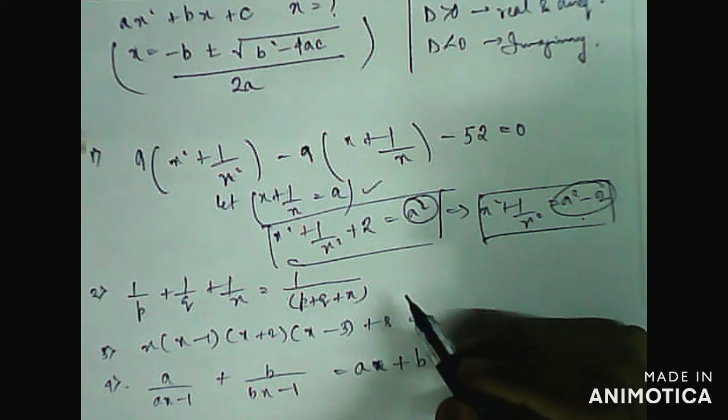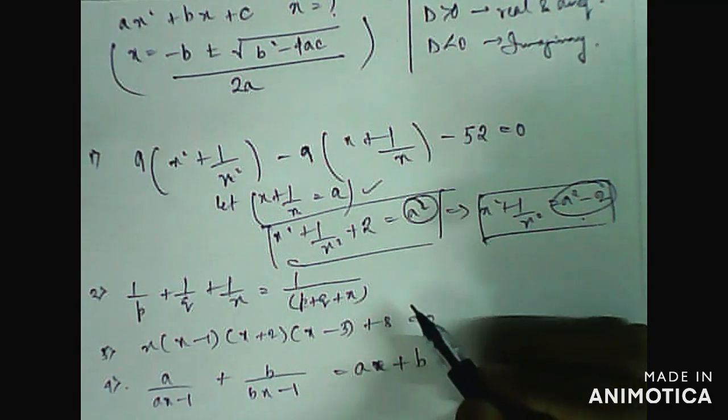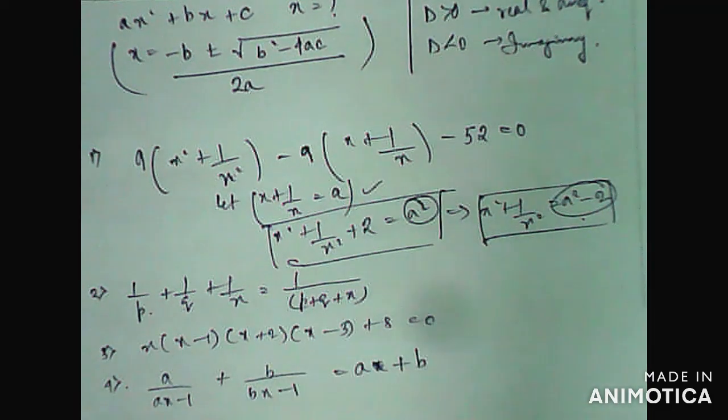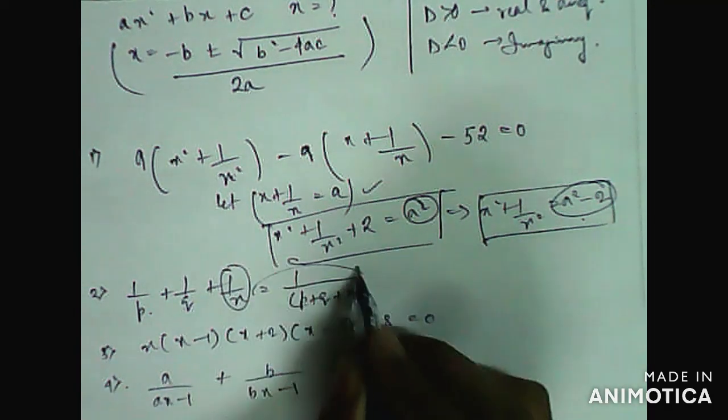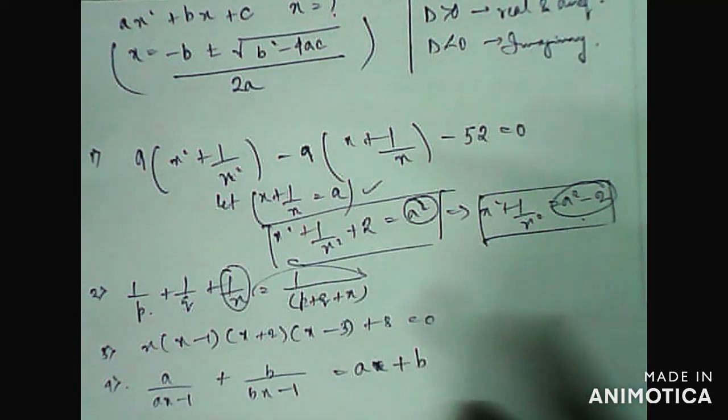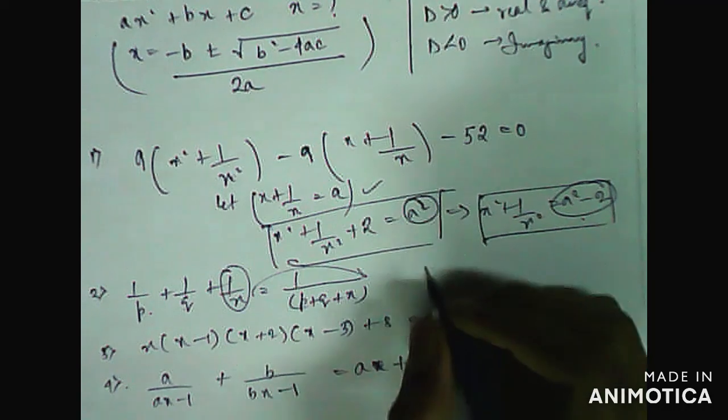Okay, so everyone must be very much familiar with this kind of question, right? That 1 by p plus 1 by q plus 1 by x is equal to 1 by p plus q plus x. Here, what will be your approach? What you will do is take this 1 by x to this side, then subtract it. After subtracting, you will see that p plus q on the numerator gets cancelled. I am showing a bit of this question.